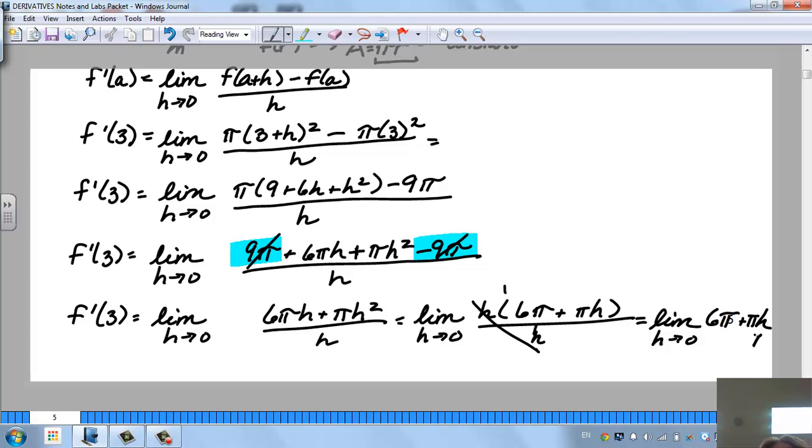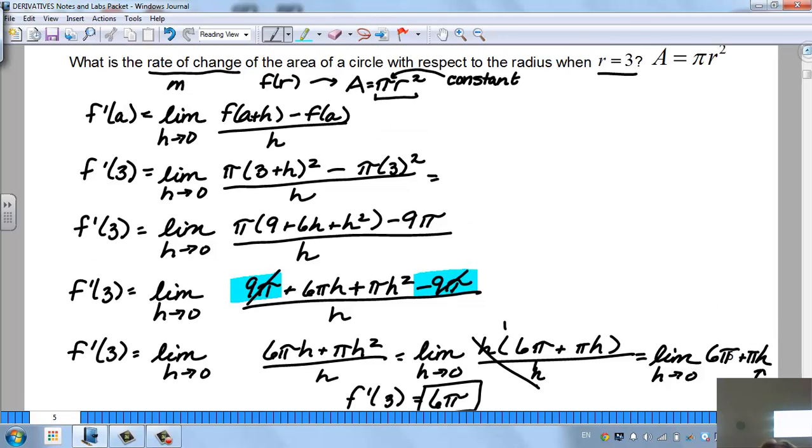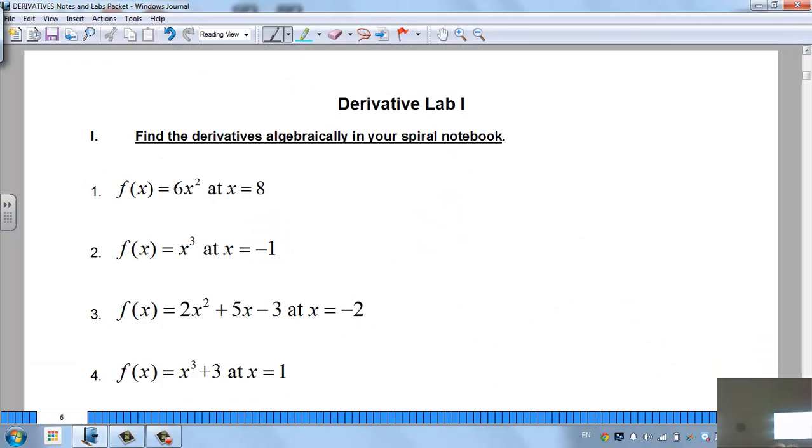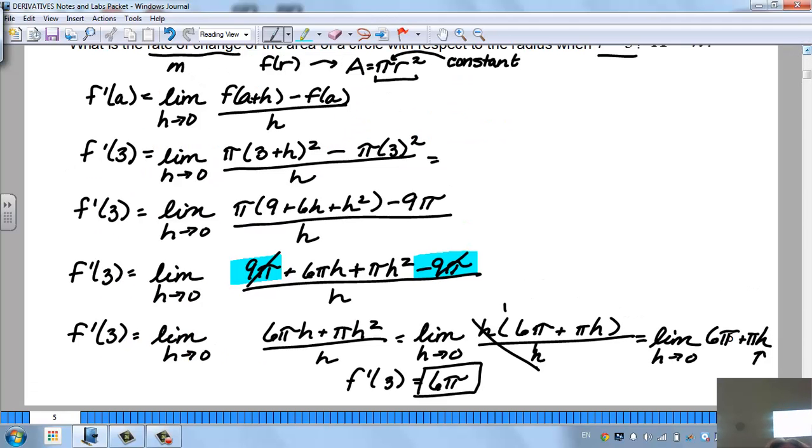Now we can put a 0 here for that, so we end up getting f prime of 3 actually comes out to be 6 pi. Now on this one, they didn't really tell us the units, but it would be something per something, but we're going to leave it as just 6 pi because that's all they gave us. So I hope that helps, and we'll be talking about this more in class.